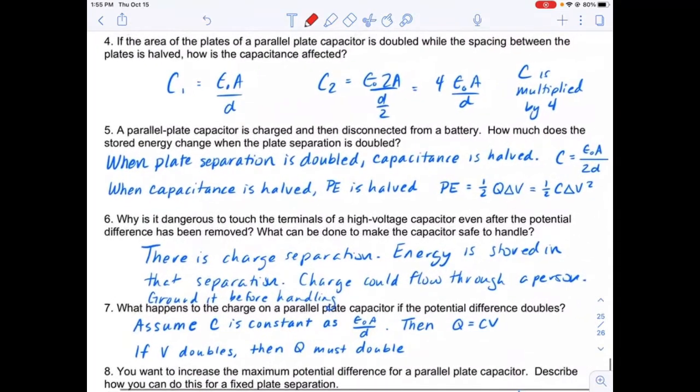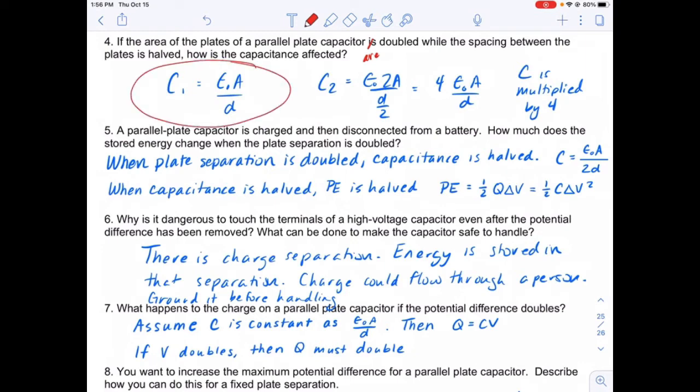Okay, question 4. If the area of the plates of a parallel plate capacitor is doubled, while the spacing between the plates is halved, how is the capacitance affected? What I've done here is I've started with the capacitance formula, and then in the second one, I've doubled the area and cut the distance in half. When I simplify that, I get a factor of 4. So the capacitance is multiplied by 4.